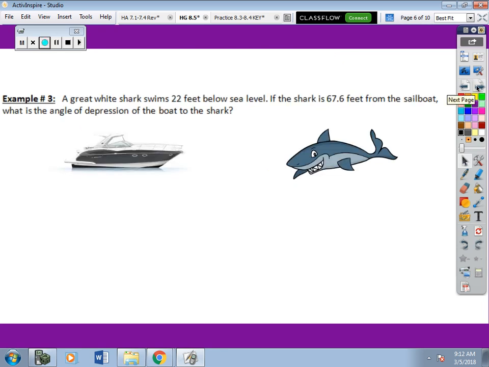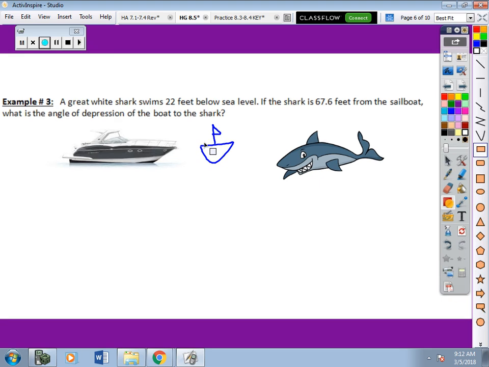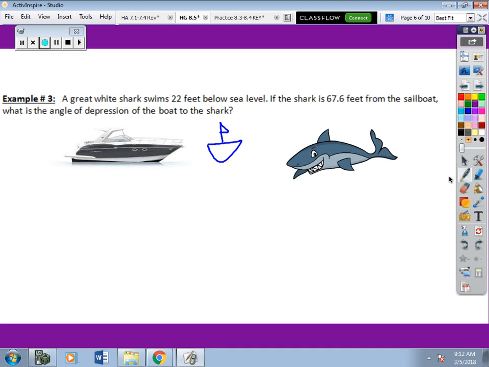Alright, now they get a little bit harder. A great white shark swims 22 feet below sea level. If the shark is 67.6 feet from the sailboat, what is the angle of depression of the boat to the shark? So first of all, you have your boat. If I were drawing a boat, it would look like that. Okay, just so everyone knows. It does not need to be a fancy drawing. You can even just put a circle or a dot and say boat.